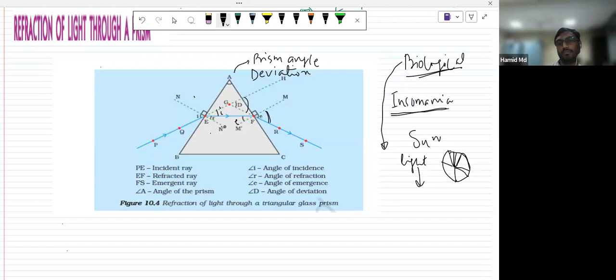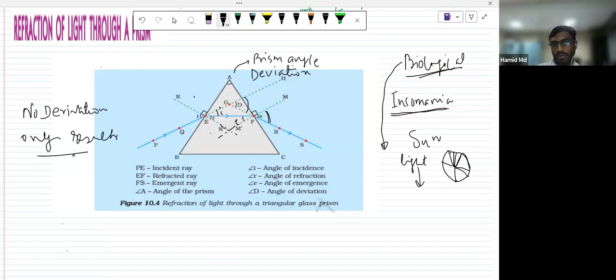If we increase this like this, this is a triangle. So we can find all the angles. But in class 10th, we don't have derivations. No derivation. Only results.